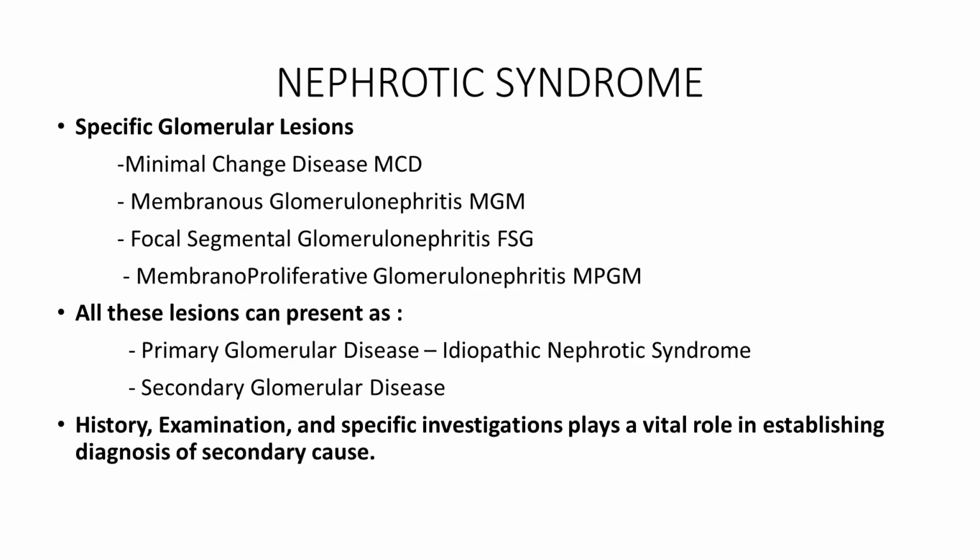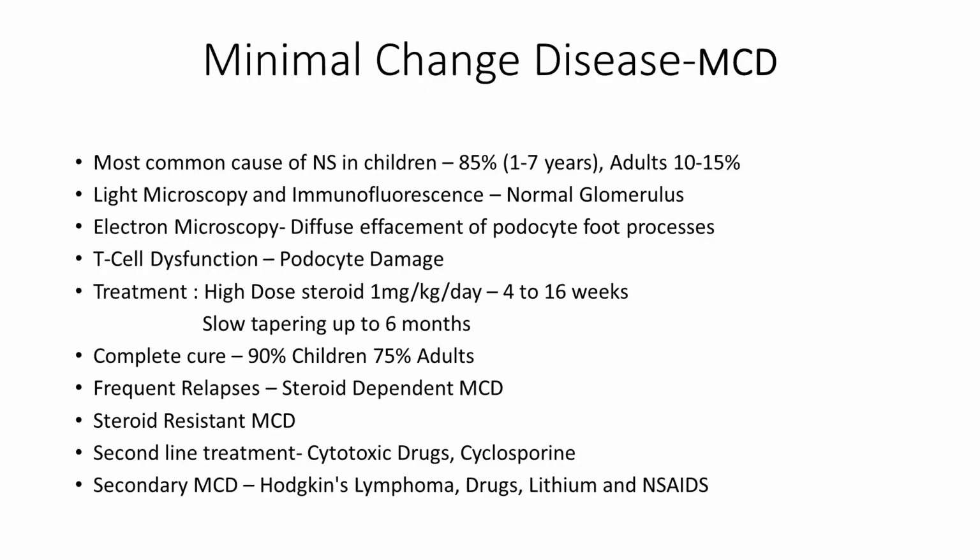For example, hepatitis B will point towards hepatitis B related nephrotic syndrome. Hepatitis C can guide you towards hepatitis C related causes of nephrotic syndrome, and diabetes mellitus. These are the specific investigations which will help in establishing the secondary cause of nephrotic syndrome.